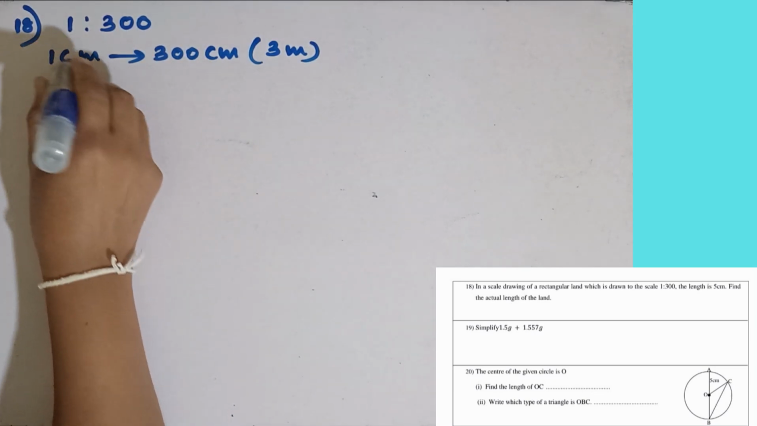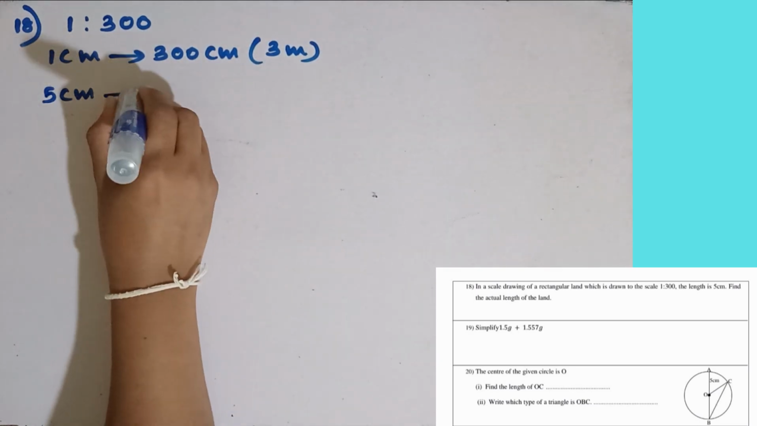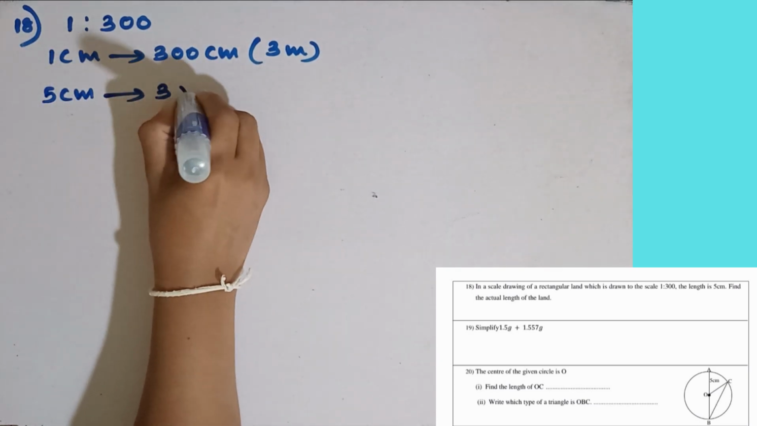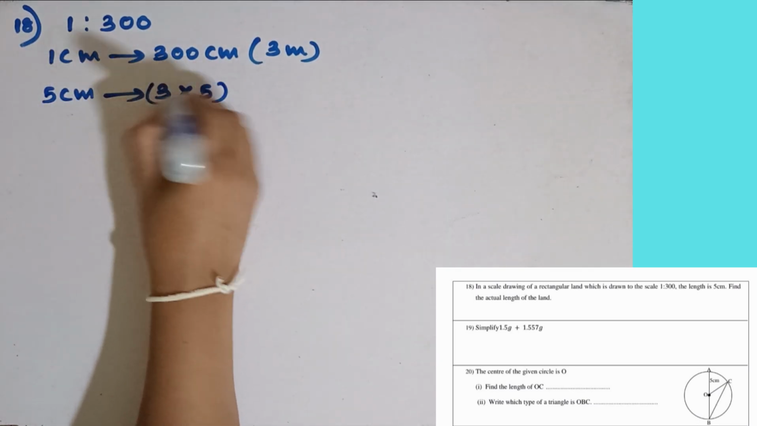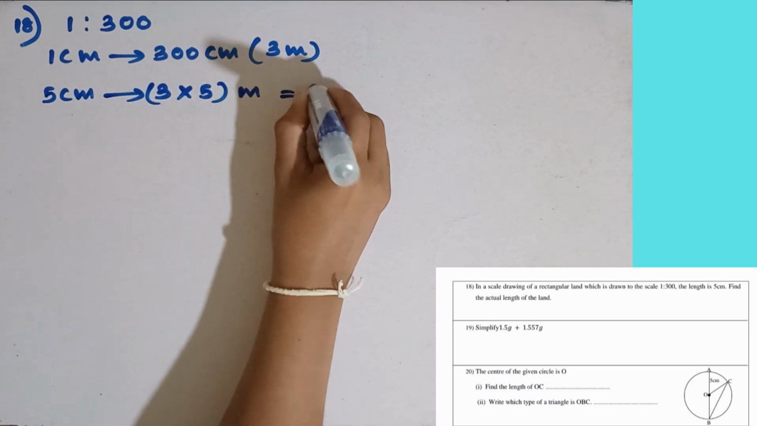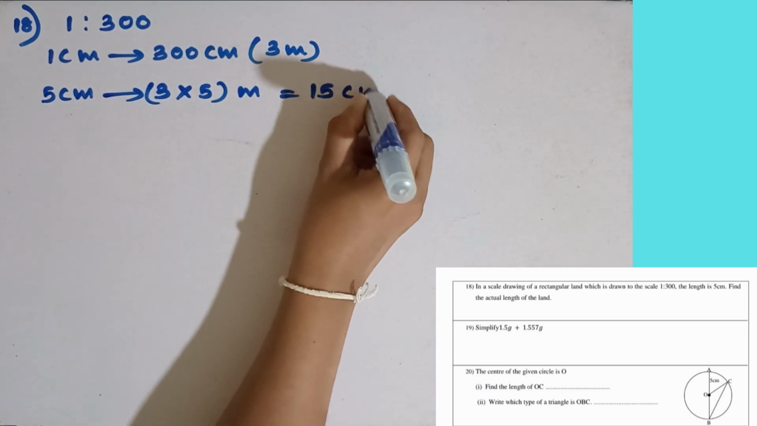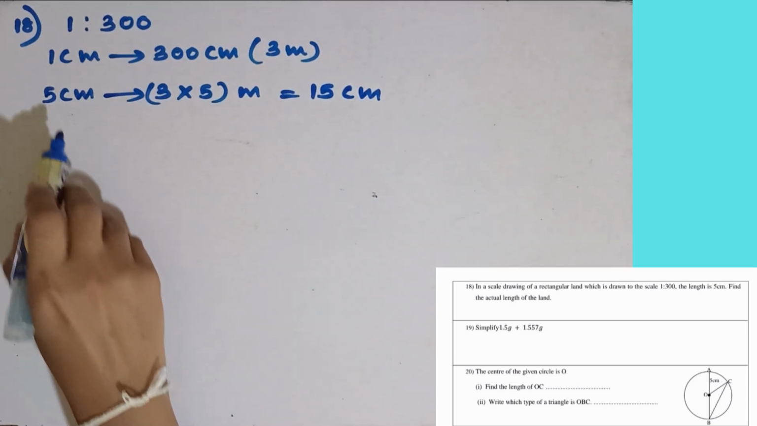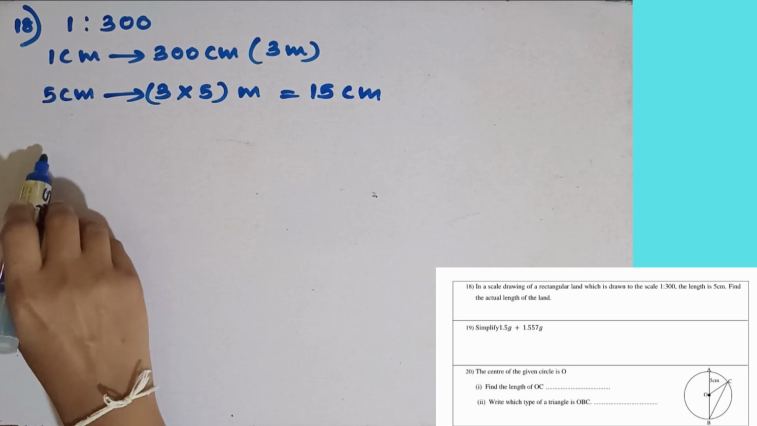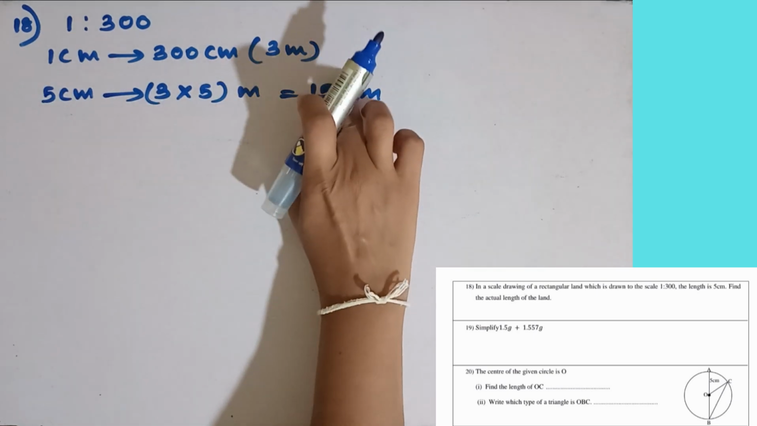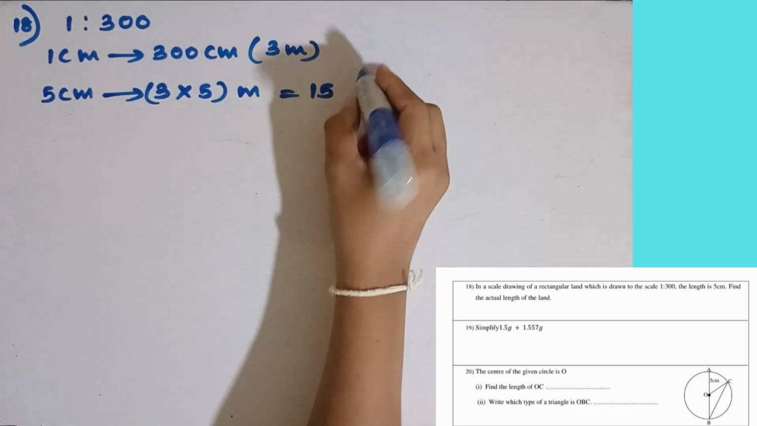If 1 centimeter represents 3 meters, 5 centimeters represents 3 multiplied by 5 meters, 15 meters. So the actual length represented by 5 centimeter length in the scale diagram is 15 meters.